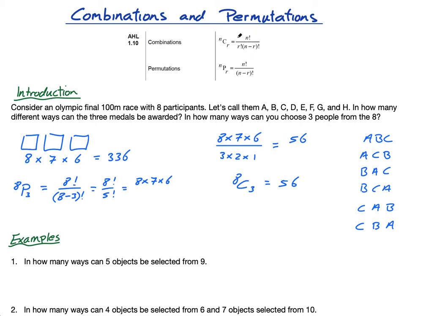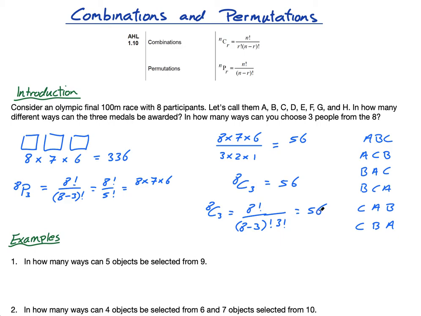Well, let's have a look at this. I have 8 choose 3 is equal to my n factorial, which is my 8 factorial, divided by my n minus r factorial, which is 8 minus 3 factorial. But I also divide by r factorial. I need to divide by r factorial because that's how many combinations of the 3 that I don't want, or that I've that many too much, if that makes sense. So I'd also divide by 3 factorial, and that's 56.